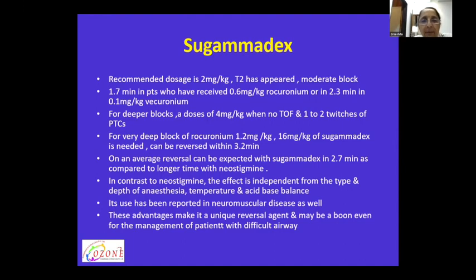On average, reversal can be expected with Sugammadex in 2 to 2.7 minutes, as compared to the longer time it takes with neostigmine. And its use has been reported in neuromuscular disease as well. In contrast to neostigmine, the effect is independent of the type and depth of anesthesia, temperature, and acid base balance. The action of Sugammadex is not affected by all these factors, and these advantages make it a unique reversal agent, and maybe it can become a boon in the management of patients with difficult airway.